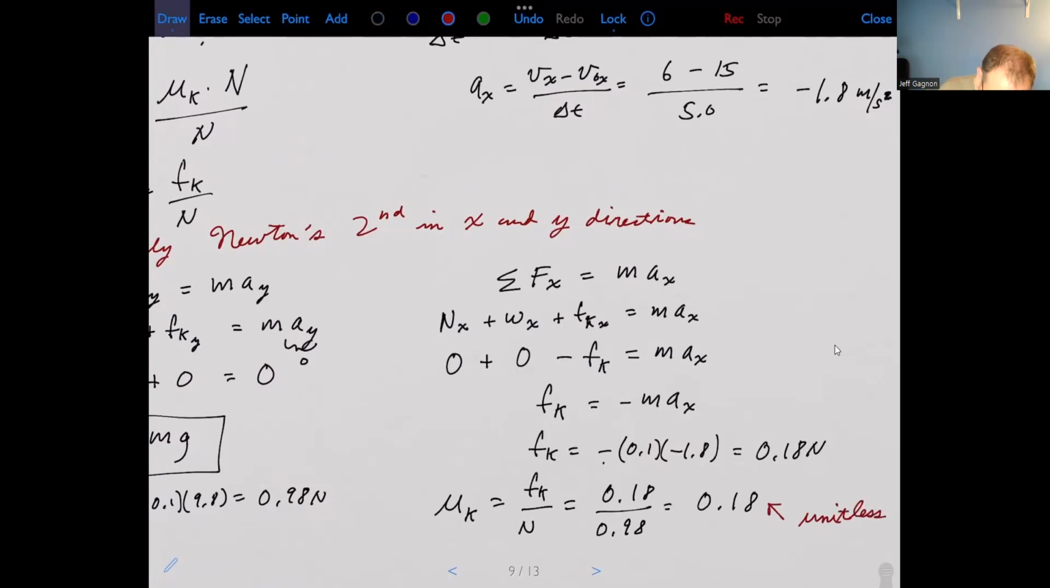How do we know that? Because if you look at the units here, this is the kinetic frictional force. This is in newtons. And the normal force is in newtons, and those are going to cancel, right? You just get a number that doesn't have any units. So that's our answer. Mu k is 0.18.